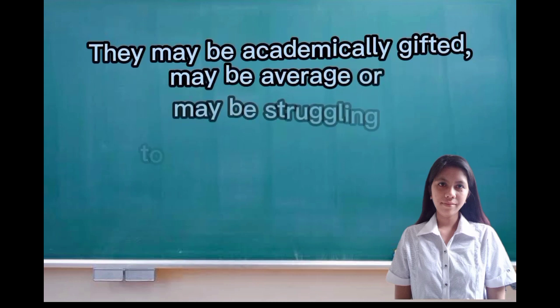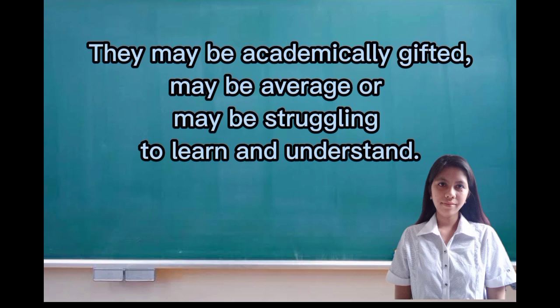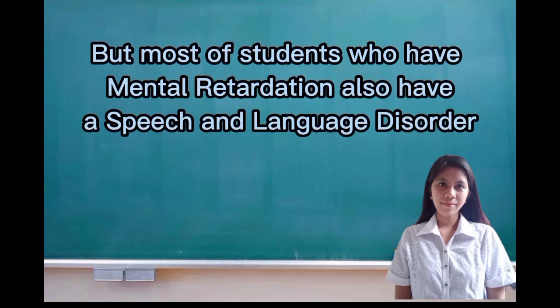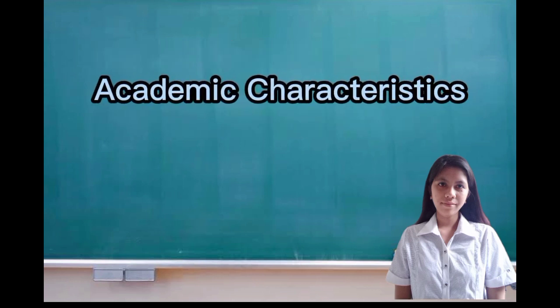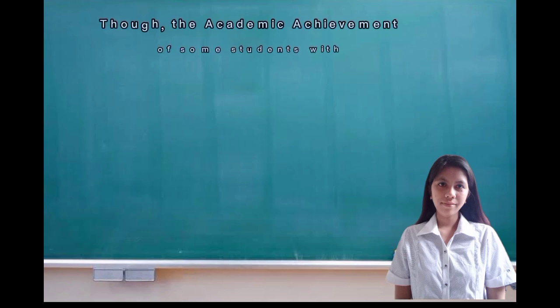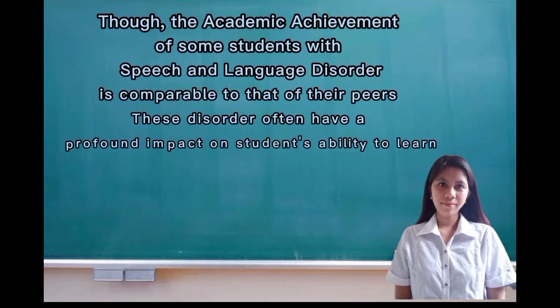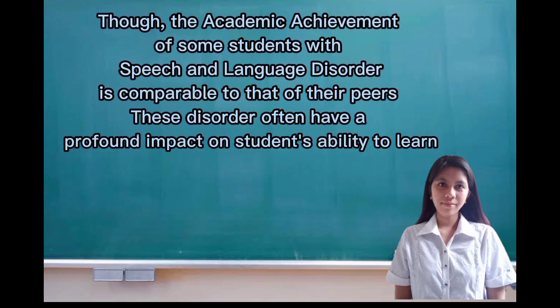They may be academically gifted or may be average or may be struggling to learn and understand. But most of the students who have mental retardation also have a speech and language disorder. Academic characteristic. Although the academic achievement of some students with speech and language disorder is comparable to that of their peers, this disorder often has a profound impact on students' ability to learn.